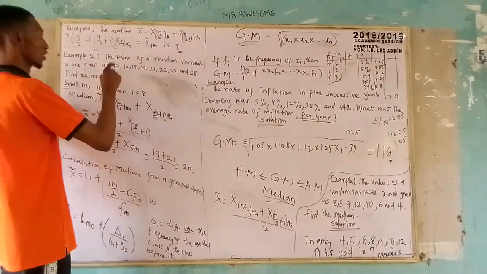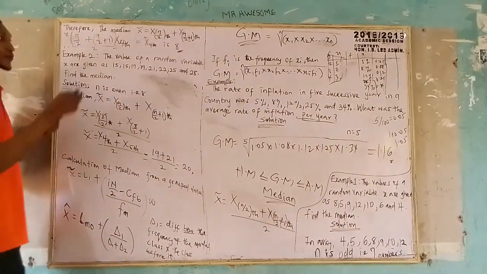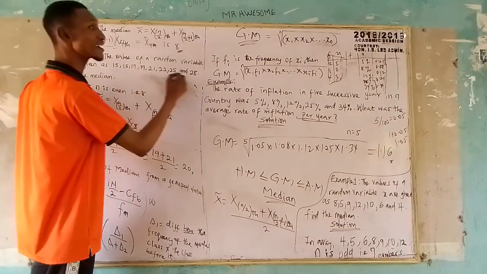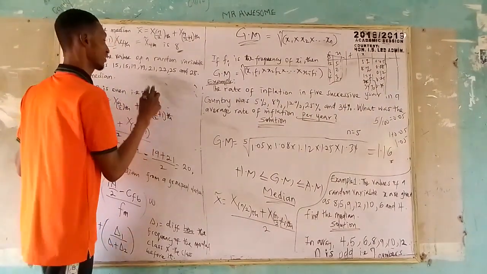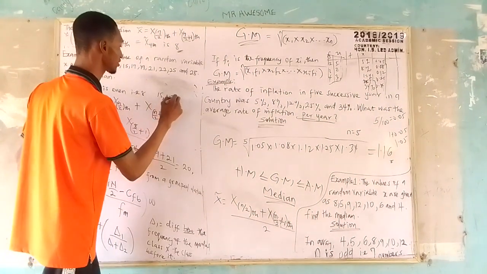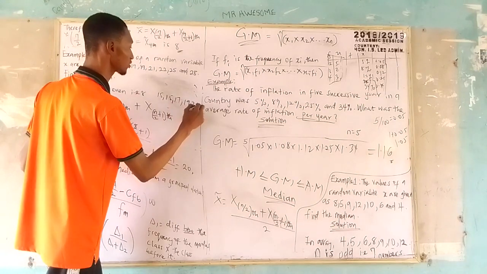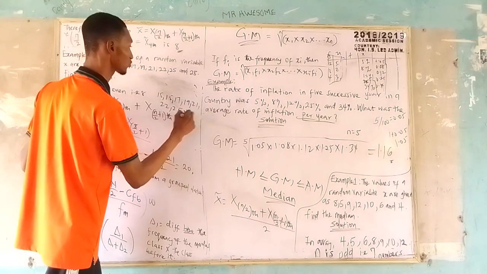What is the 4th? According to how you arrange them, it's already arranged, but you need to arrange them. So you can write: 15, 15, 17, 19, 21, 22, 25, 28.